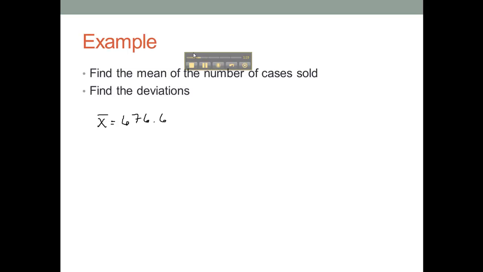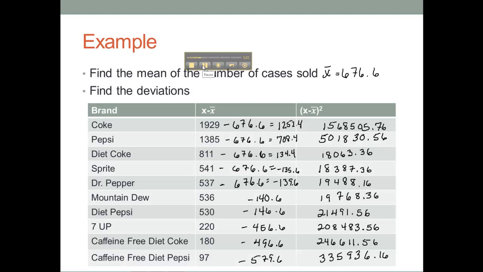Now we want to find the deviations between the cases sold and the mean. So I'm going to make a chart here. I made a chart with the brands and the x minus x bar, and I got sick of writing, so I stopped writing this part. But here's the x minus x bar, or the deviations.